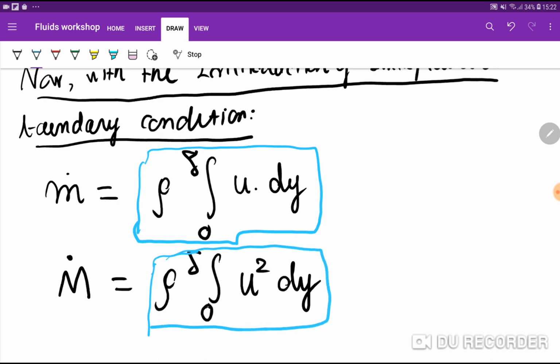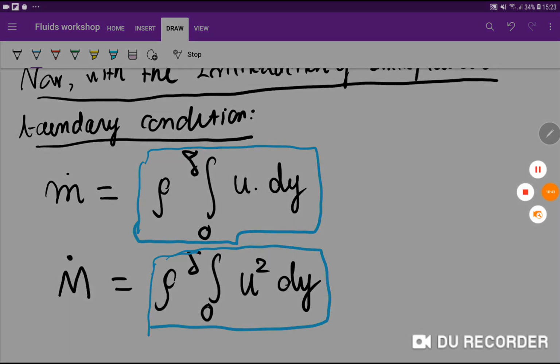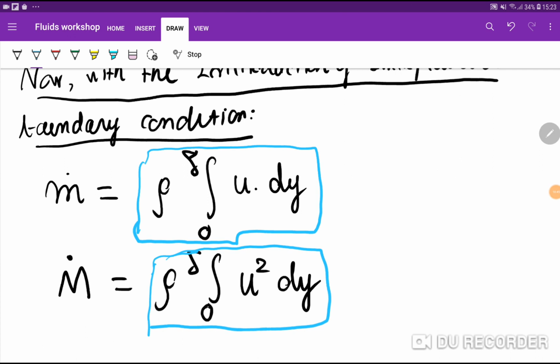All right. Oh, it's 10 minutes already. So in the next video, I will go over the mass balance and then the momentum balance, and then we should get the complete formula.